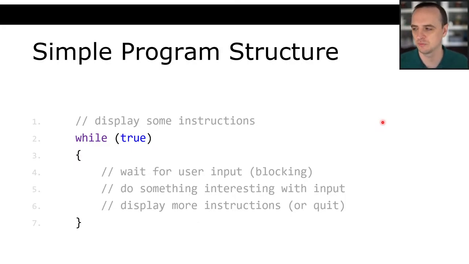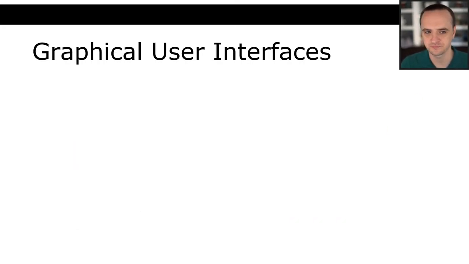So this is what this program structure sort of looks like. Display some instructions, run some initial code, and then while true, wait for some user input that is blocking, meaning the program does not progress without your user input. Then do something interesting with that input, and then display more instructions or maybe quit the program. All right, so that is the very basic, simple program structure that you've been using.